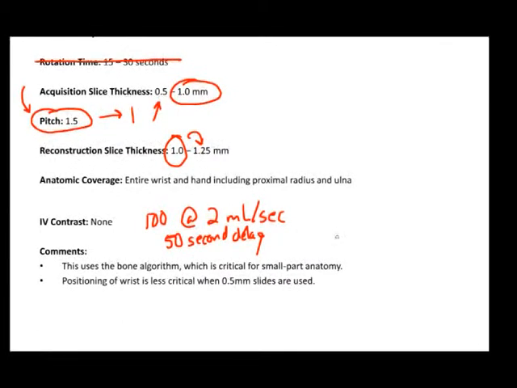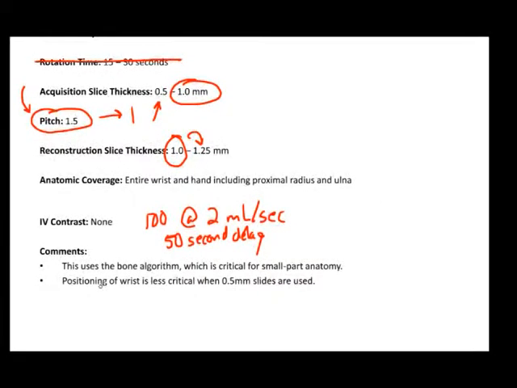Also notice that this uses the bone algorithm, which is critical for small part anatomy. You definitely want to utilize the bone algorithm, but also you want to utilize a soft tissue reconstruction method as well, so that you can see if there's any degree of inflammation in this area associated with the pathological fracture.